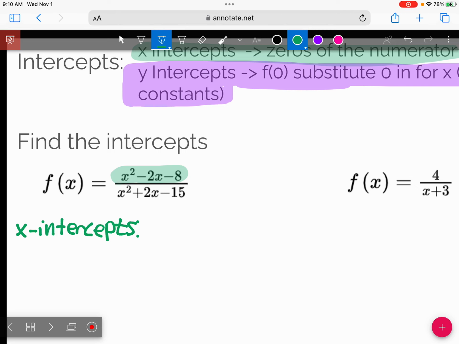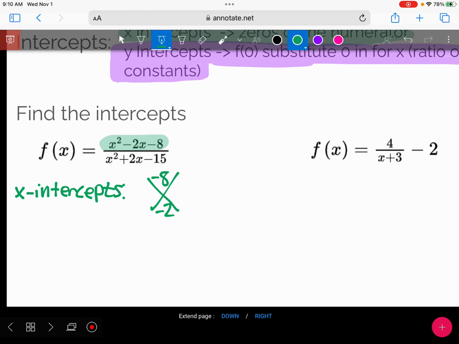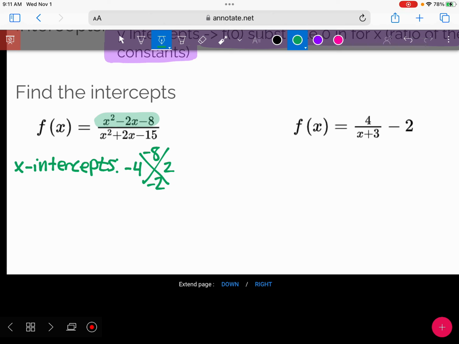So let's factor that numerator. Multiplies to be negative 8, adds to be negative 2. Negative 4 and 2. So when we put this in our factored form, we're going to have x minus 4, x plus 2.